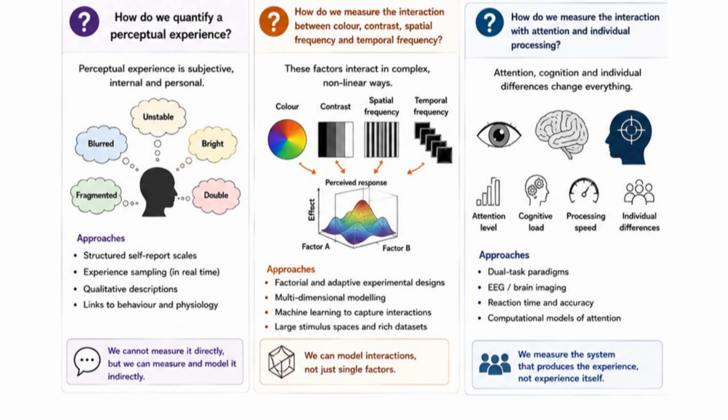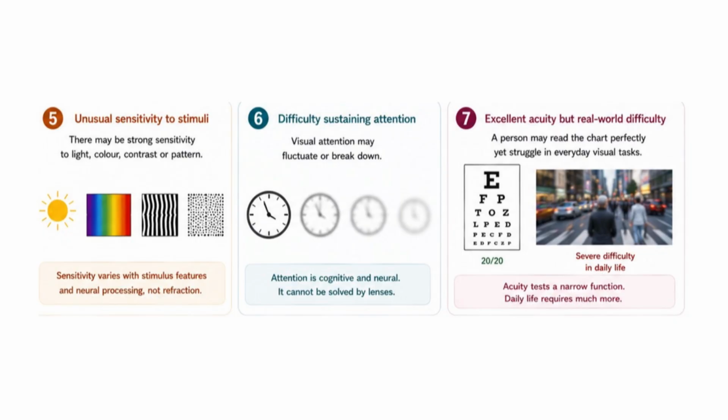We can record the person's report. We can change the stimulus. We can investigate whether the response is reproducible. We can measure behavioral and physiological correlates. But we cannot directly measure the person's subjective experience in the same way that we measure luminance or wavelength.